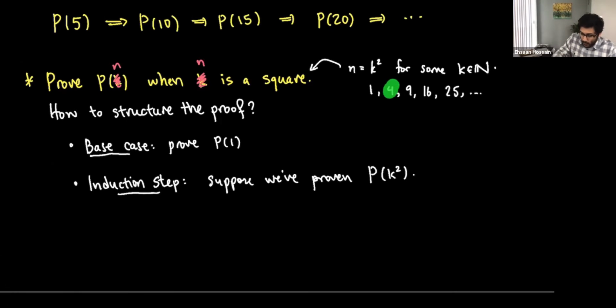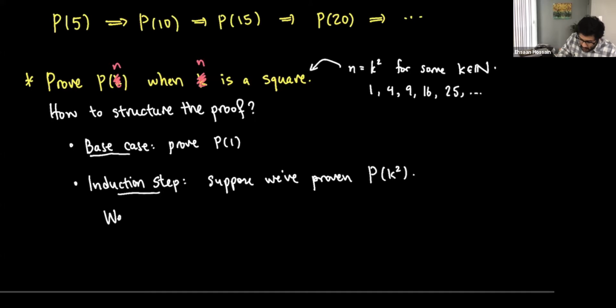How do I get from 4 to 9? I add 5. But then how do I get from 9 to 16? I add 7, right? And then how do I get from 16 to 25? I add 9. So something's going wrong, right? Each step is not the same amount from the next step. From 4 to 9, that's 5. From 9 to 16, that's 7, right? So suppose we've proven P of k squared. Yeah, exactly. What we have to prove is the next square.